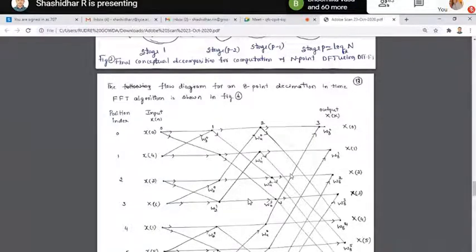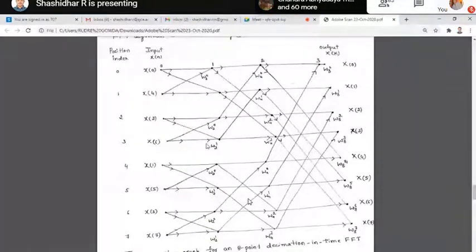Positions: these are indices 0, 1, 2, 3, 4, 5, 6, 7, because 8 values are there. See here, if you go for a 4-point, only 4 values are there. If you go for a 2-point, only 2 values are there, right? 0 and 1.